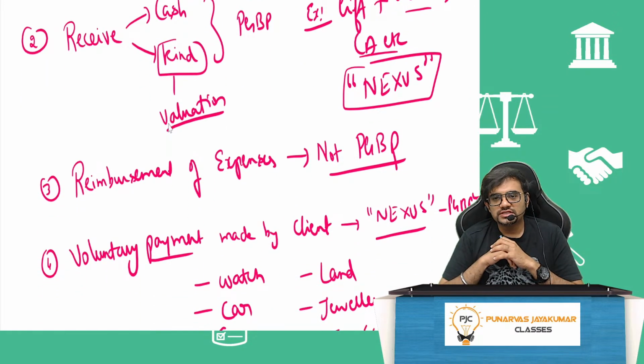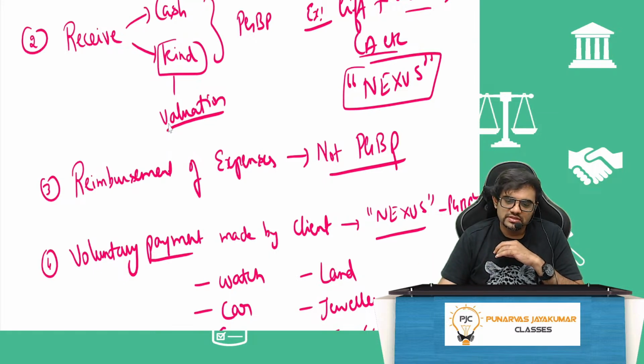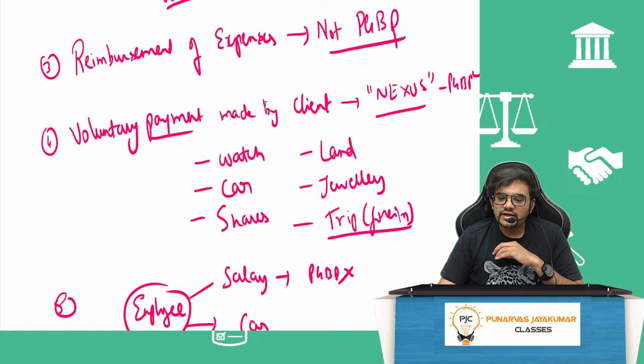Reimbursement of expenses. Now you call me for a talk, let's say, that's my profession. I will go and give a talk, no problem. But I will also charge you 2,000 rupees travelling conveyance reimbursement. So I will actually spend 3,000 rupees on my travel and I'll ask you for travel reimbursement. You will pay me travel reimbursement. Is that PGBP? No. Reimbursement of expenses is not PGBP, because it's just my expense I have actually spent and you are giving me money.